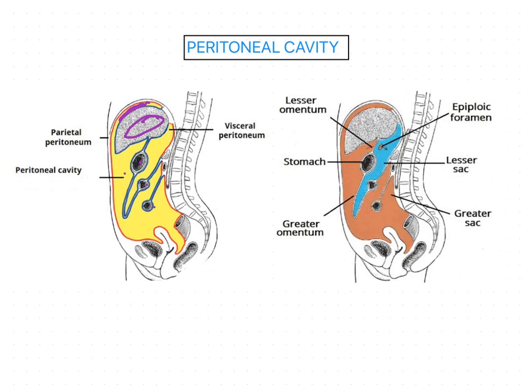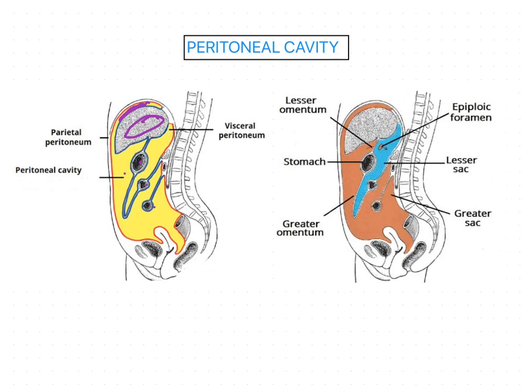Between these layers, there is a thin film of serous fluid secreted by the mesothelial cells. The fluid performs a lubricating function and allows free movement of one peritoneal surface over another.